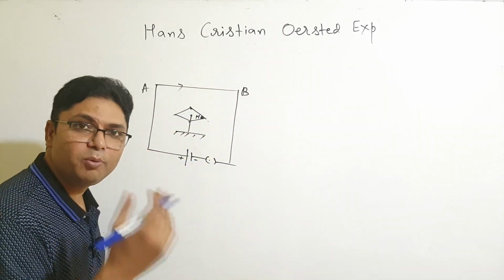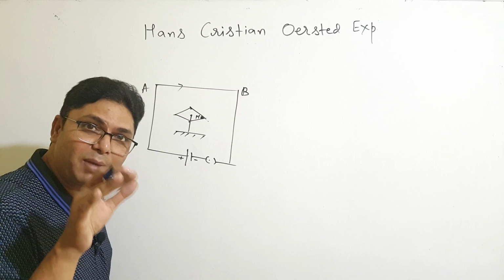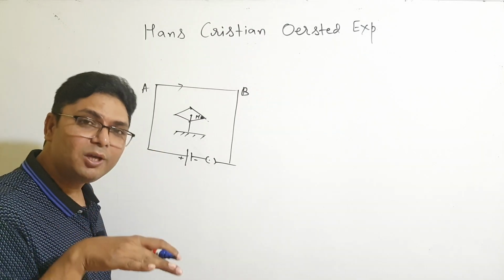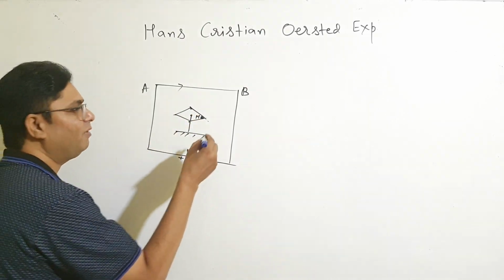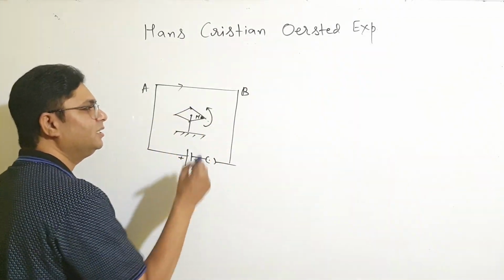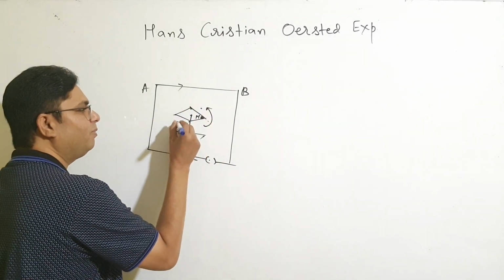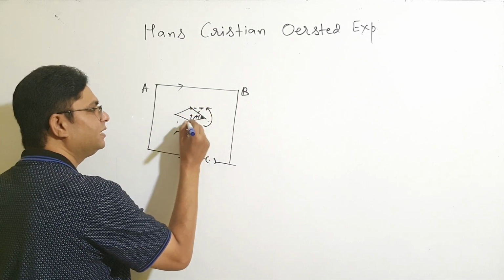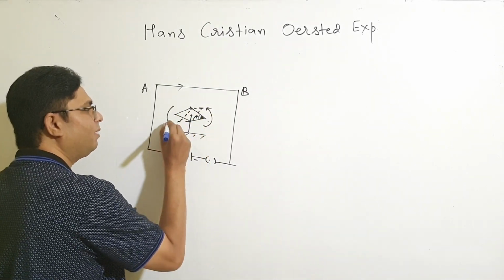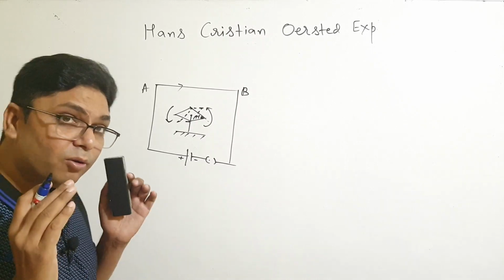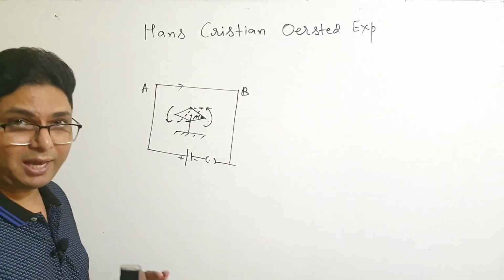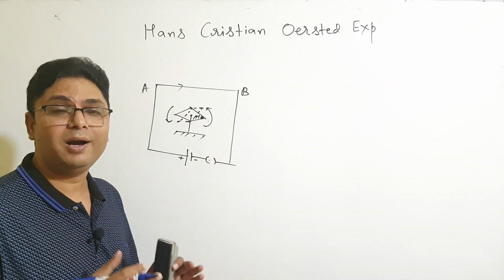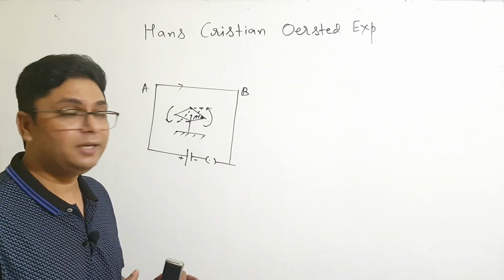When current passes from A to B, then the magnetic needle kept below the wire shows deflection and it will be deflected in this direction. This means that the new position of the magnetic needle is this. This is the new position of the magnetic needle.